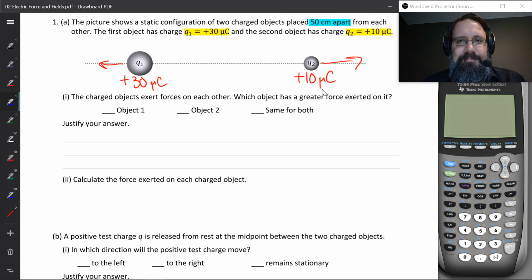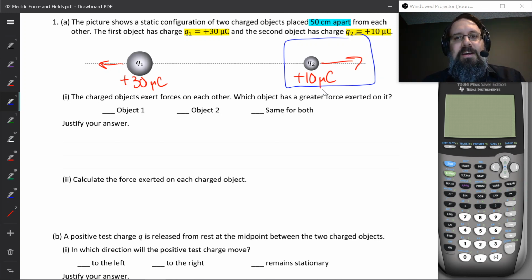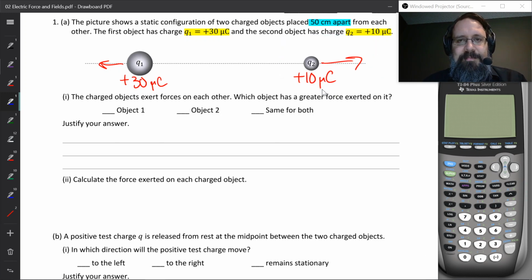Wouldn't it be object 2, because object 1 has a greater amount of energy, so it would cause a greater amount of force? Okay, that's one thought. So this is a lot larger object, the 30 microcoulombs, so it's going to have a greater effect on the smaller object. Thank you, Braden. Anyone else want to say anything? Thoughts?